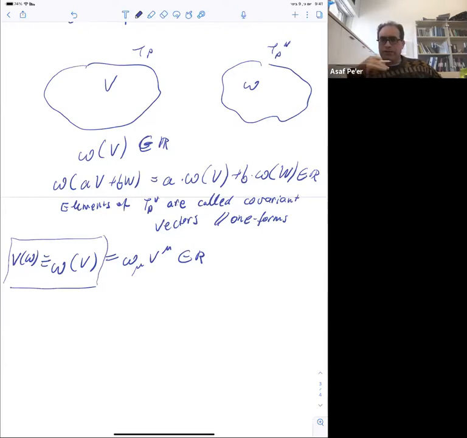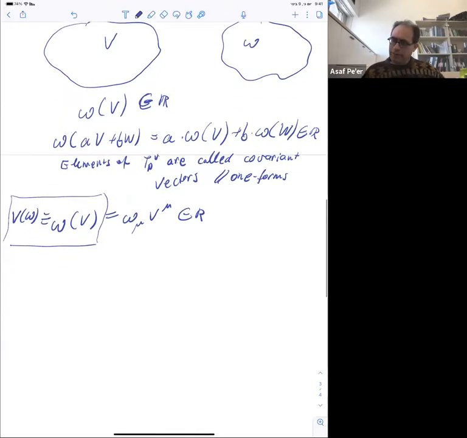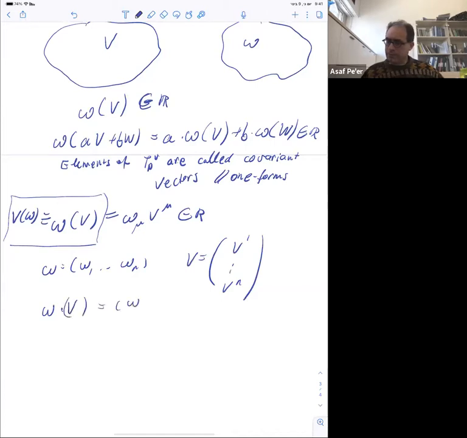One was to think of column vectors versus row vectors. The operation of a row vector ω, with components ω_1 to ω_n, on a column vector V, with components V^1 to V^n, is done using the usual rule of multiplying a row vector with a column vector: the sum over i of ω_i V^i. Note that I don't even bother writing the summation, because it's clear that when I have one lower and one upper index, I sum over them.